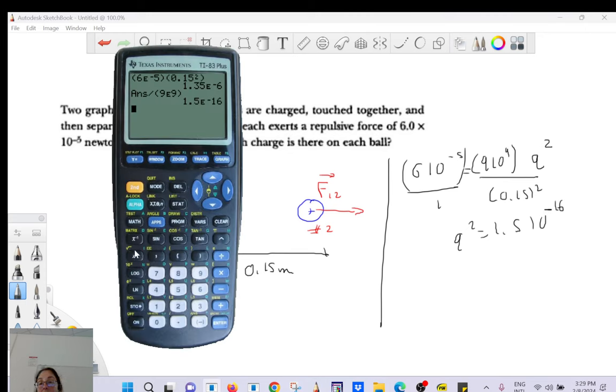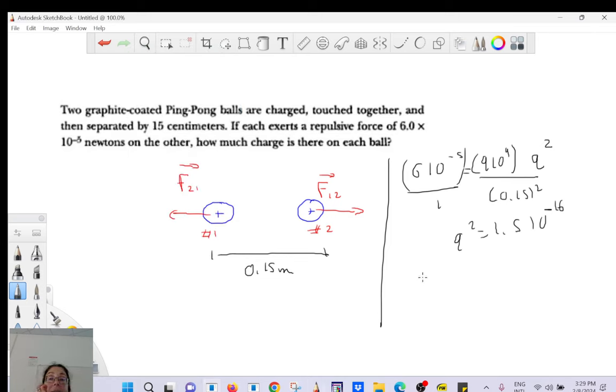So then you take the square root. You do the square root here, second square, and then you call back the answer, so you go second minus. And I get that. Did you get that? Okay. So it will be 1.2 times 10 to the negative 8 coulomb.